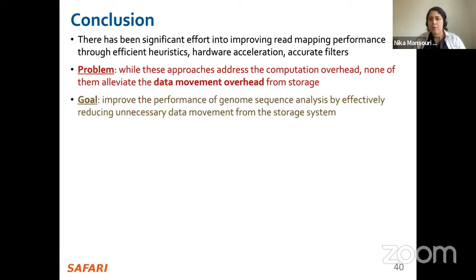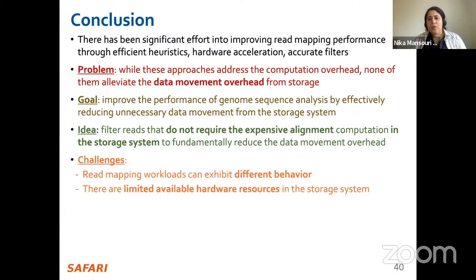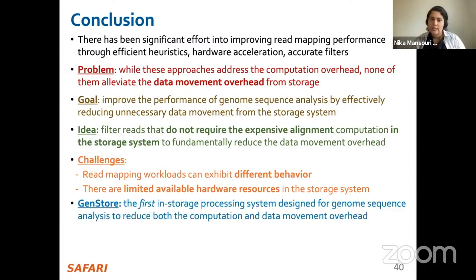Our goal is to improve performance of genome sequence analysis by efficiently and effectively reducing unnecessary data movement from storage systems. And the key idea is to filter reads that do not require the expensive ASM, or approximate string matching, computation in the storage system to fundamentally reduce data movement overhead. However, filtering reads inside the SSD is challenging because read mapping workloads can exhibit different behavior based on the genomic data that we're analyzing, and there are limited available hardware resources in the storage system.